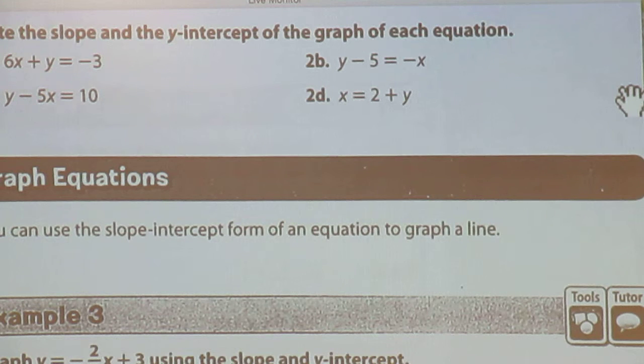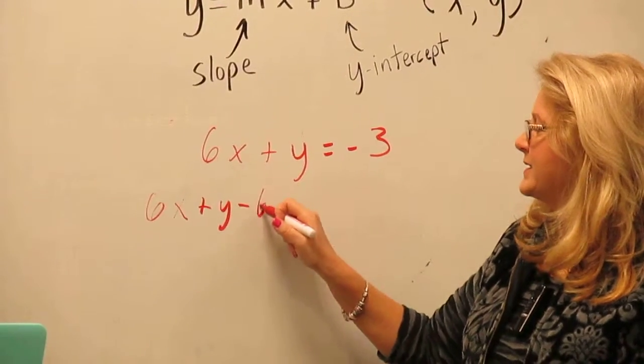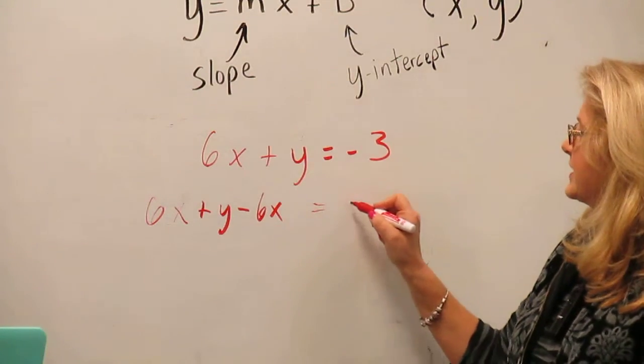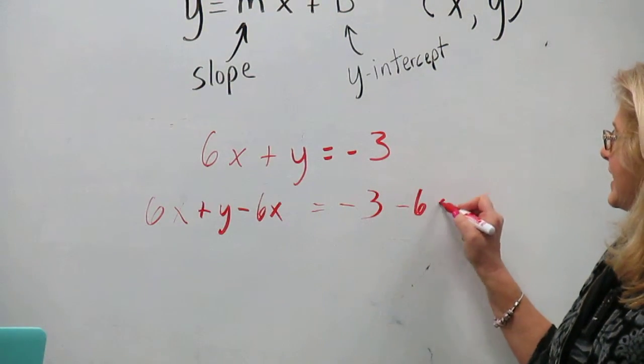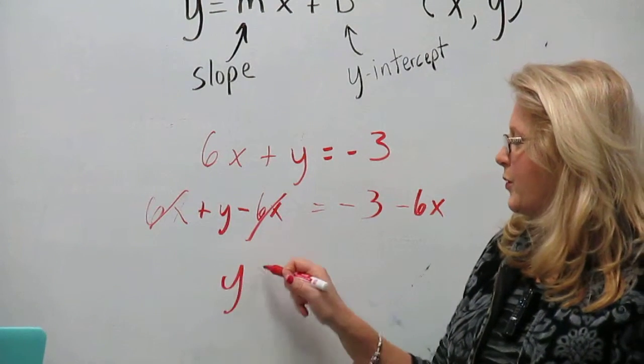So how can we get this over there? Who remembers from our algebra work? How can we get that moved? This is a positive, so what's the inverse operation going to be? No, because there's no multiplication. We're going to have to subtract from both sides, right? So 6x plus y minus 6x, is that going to get rid of that 6x for us? Equals negative 3 minus 6x. So we can cancel both of these out, and we're left with y, which is what we wanted.